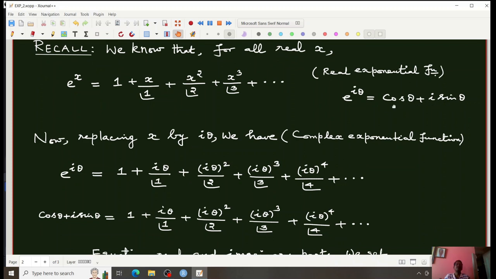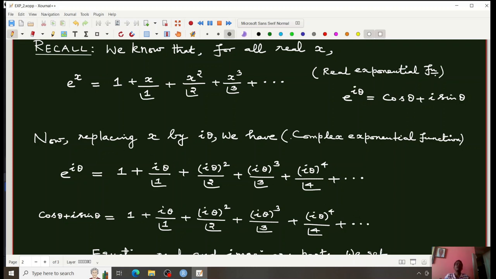Now replacing e power I theta by cos theta plus I sine theta. This is Euler's form, right? So we replace this by cos theta plus I sine theta. What we get is 1 plus I theta over 1 factorial plus I theta whole square over 2 factorial plus I theta whole cube over 3 factorial and so on.